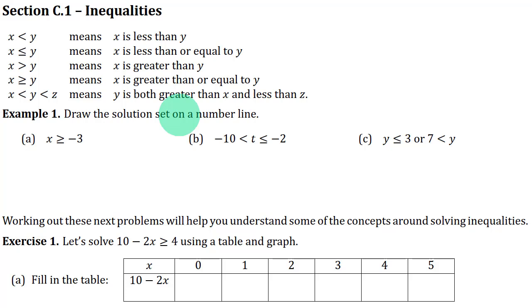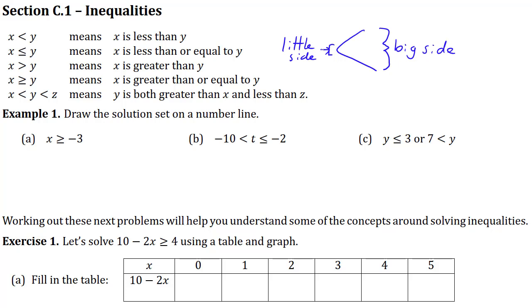Another way to remember it is that there's the big side here, and right here there's just this little side. So whatever's on the big side is the greater thing. And greater here always means to the right on a number line.